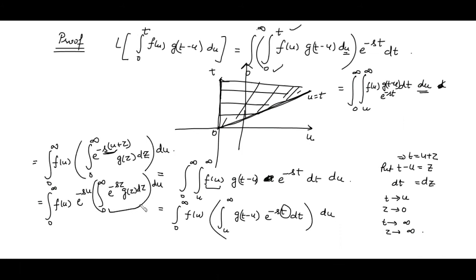Now just see here, it is a function of z alone, and after putting the limits you will get a finite value, so you can take it outside. Similarly over here. So you can separate these two integrals. This is nothing but F(s), and this is nothing but the Laplace of g, which is G(s). So the Laplace transform of the convolution of two functions is the Laplace of f times the Laplace of g. So this is the proof of this theorem.